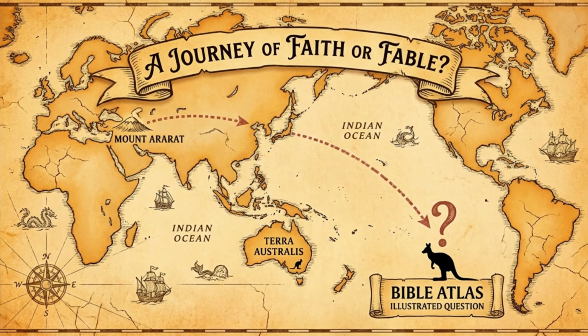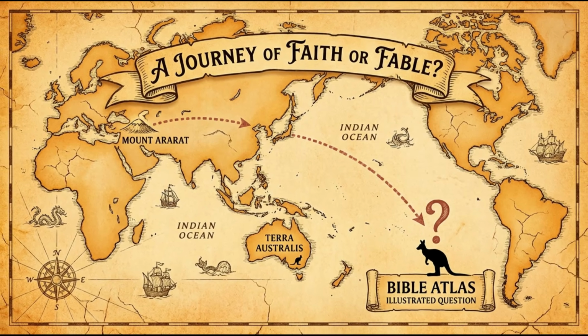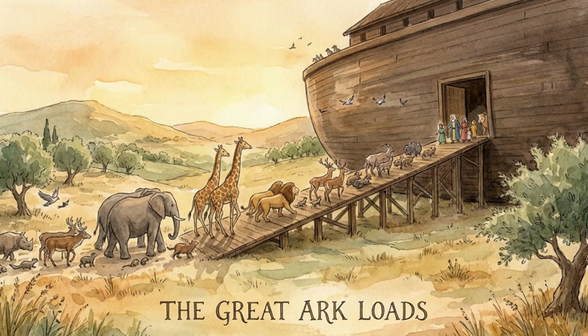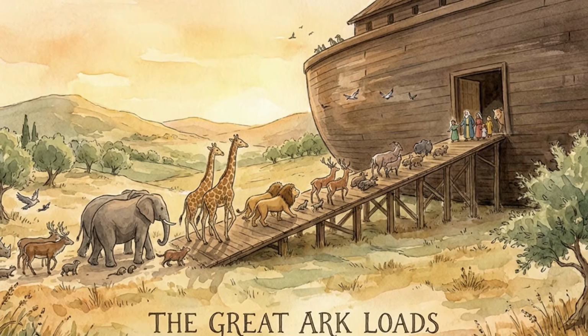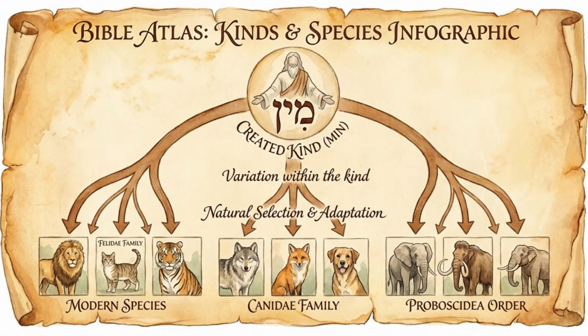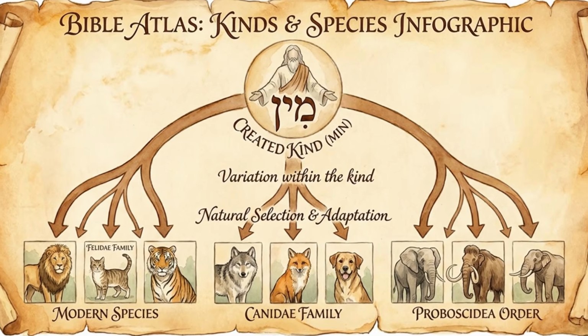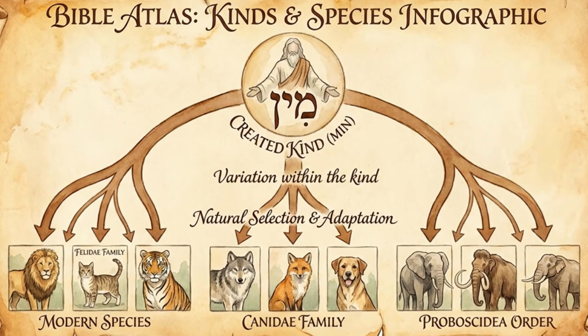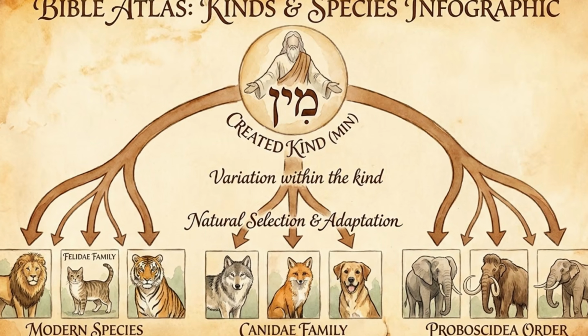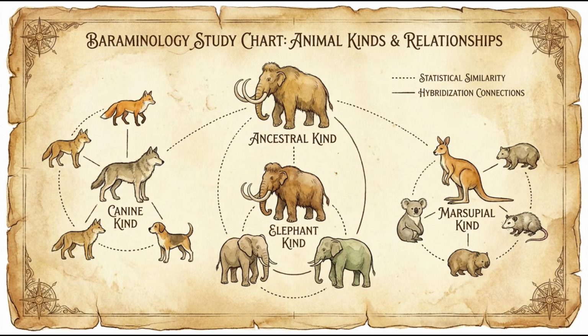Creation biologists begin with a crucial distinction. God did not send every modern species onto the Ark. He sent representatives of broader created kinds. The Hebrew word is min, what modern taxonomy would roughly call a biological family. The rigorous study of these boundaries is called Baraminology.